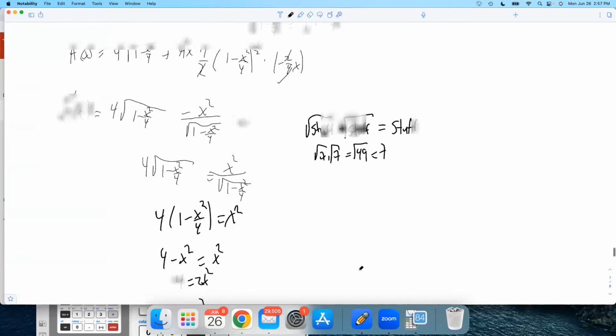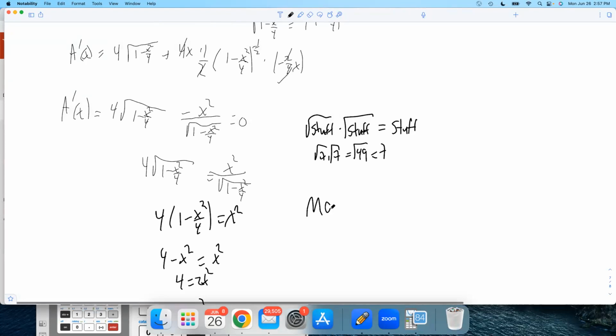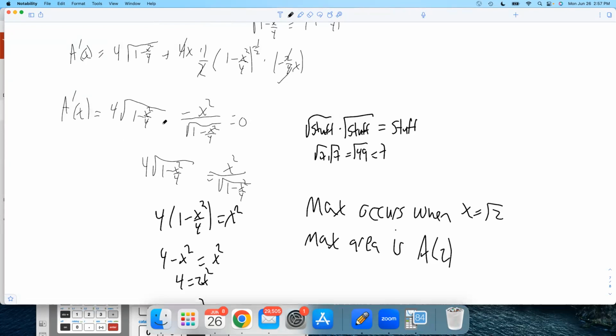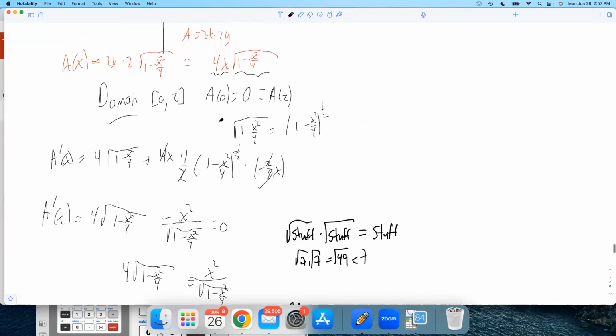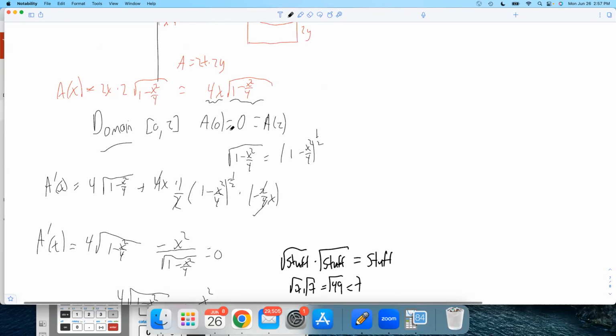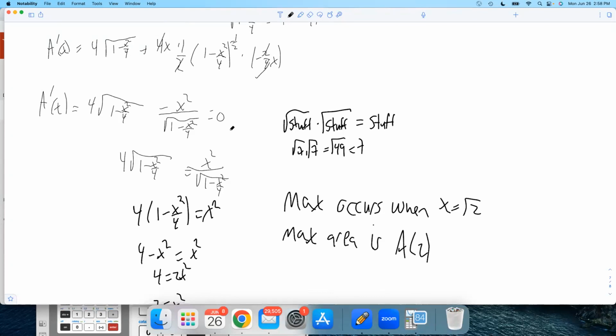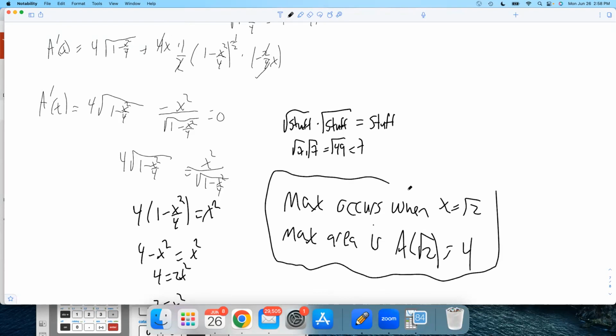Then the maximum area. So the max occurs when x equals root 2. And the max area, the actual value, is A of root 2. Not plugging in here, I'm plugging into the original, and you can go through all the math and check it yourself. A of root 2 is 4. Okay, it's a good place to stop on that one.